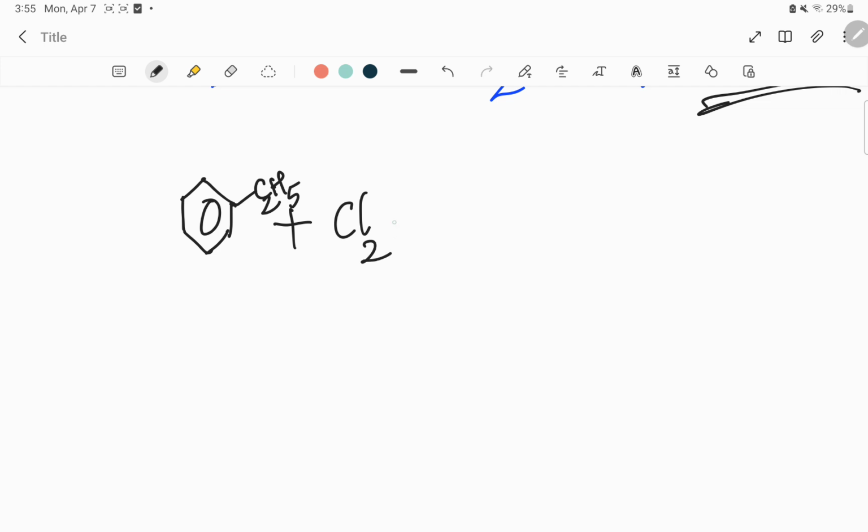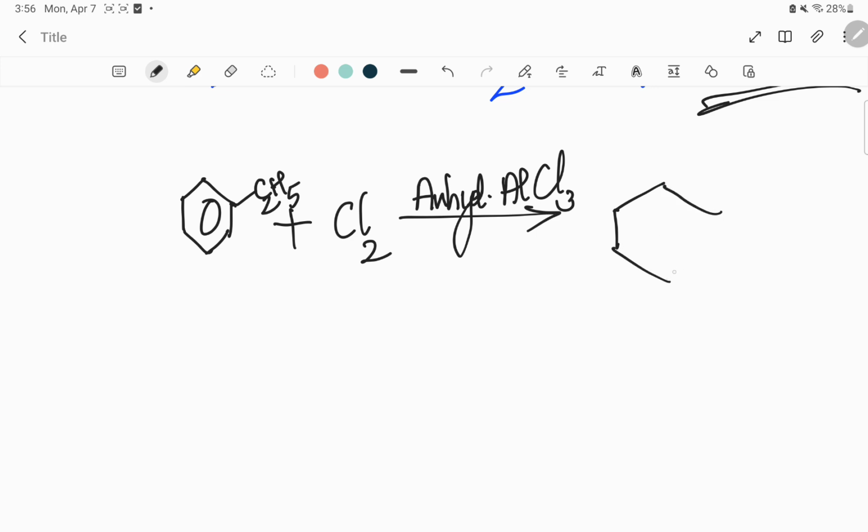takes place in presence of a Lewis acid, like let's say anhydrous aluminium chloride, if you are using a Lewis acid, then this is electrophilic substitution. It is no longer free radical substitution. It will undergo electrophilic substitution reaction, and as a result the chlorine atom will be attached to the benzene ring in the ortho and the para position.